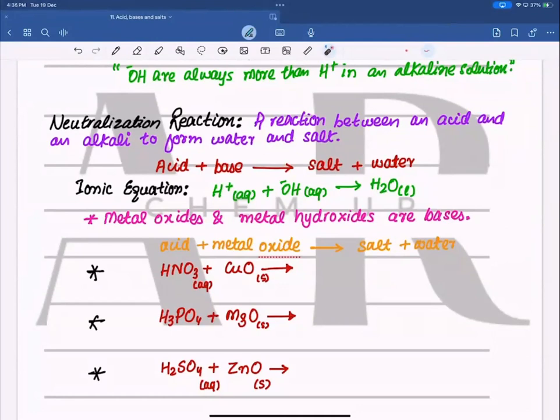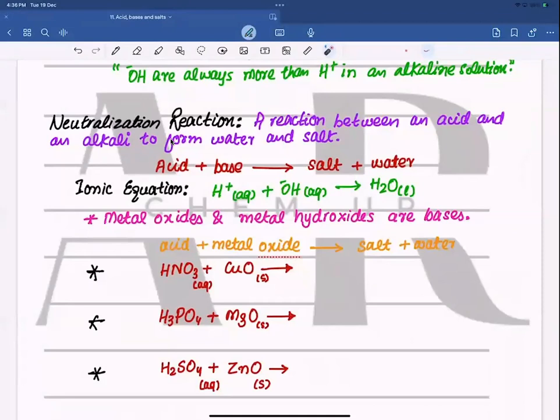Okay, so when acid and base react, we will get salt and water. A base, as we discussed earlier, is a metal oxide or a metal hydroxide, right? So now we are first going to discuss the equations of acids with metal oxides. So when metal oxides and acid react, we will get salt and water.